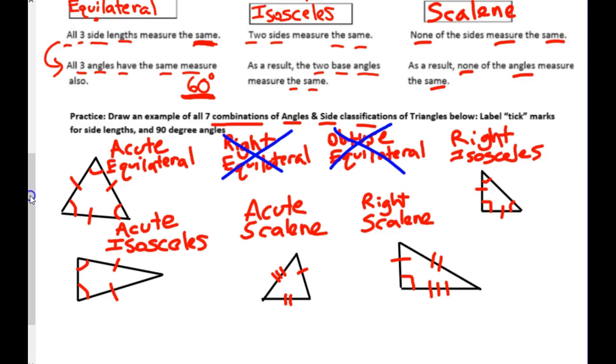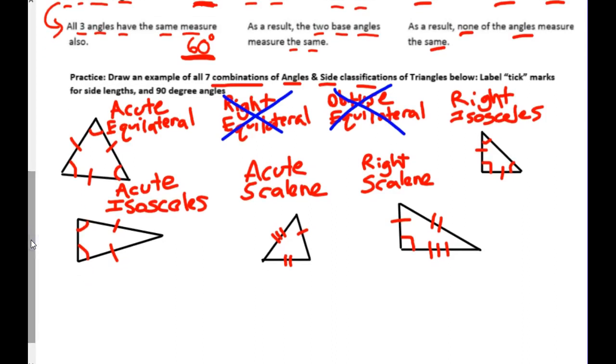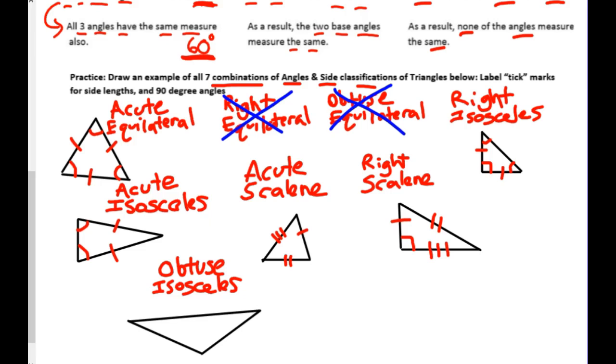And we have two more to fit on here. So what about obtuse isosceles? Okay, so I want to make a big obtuse angle with two equal side lengths, like that, and then connect them. This is the same as this. Here's my big obtuse angle, right? These have to be the same.